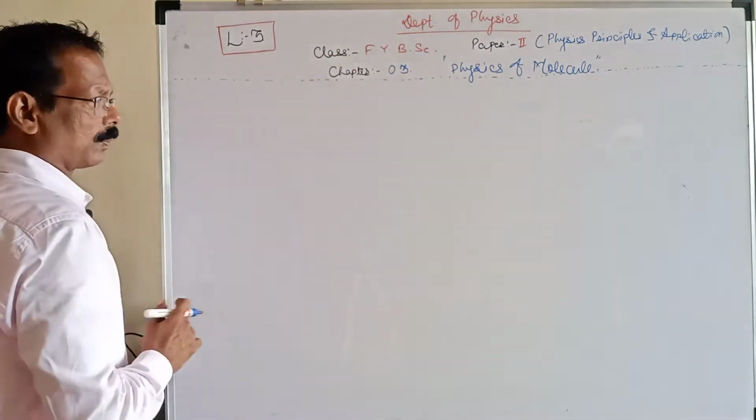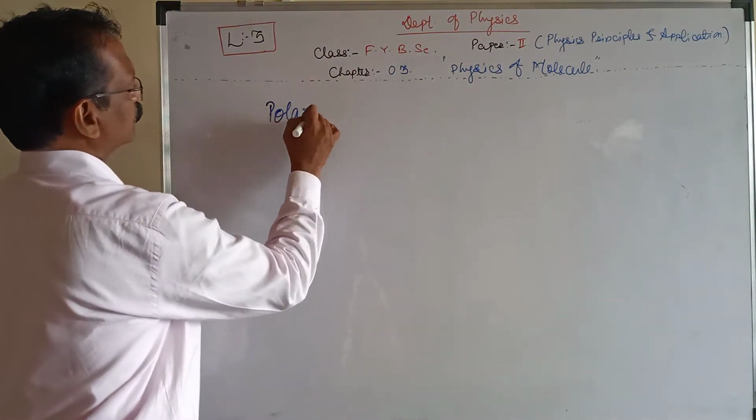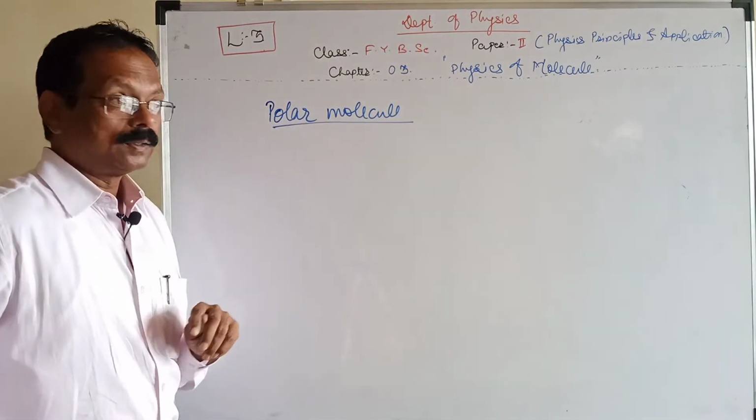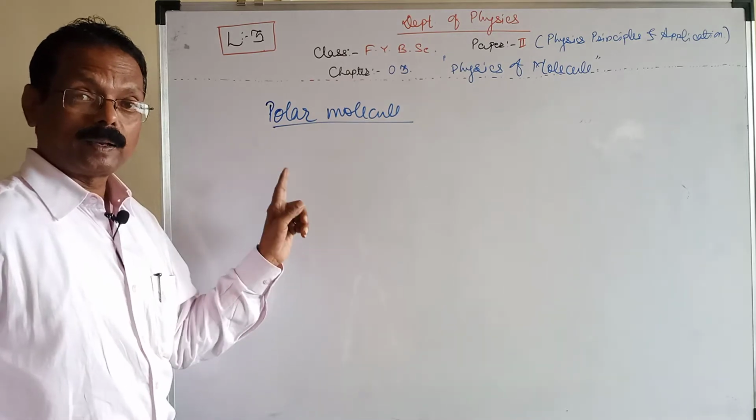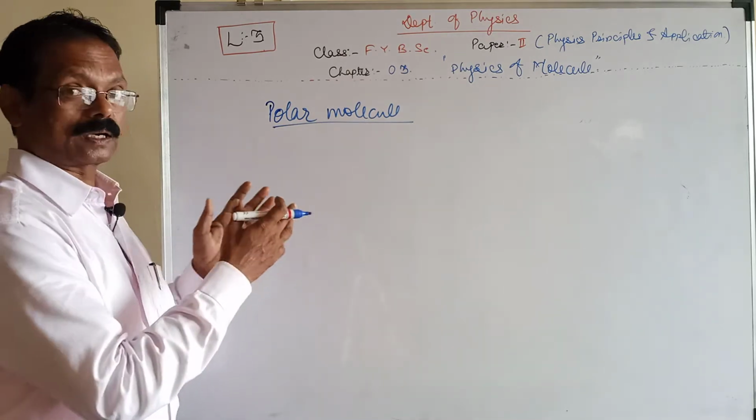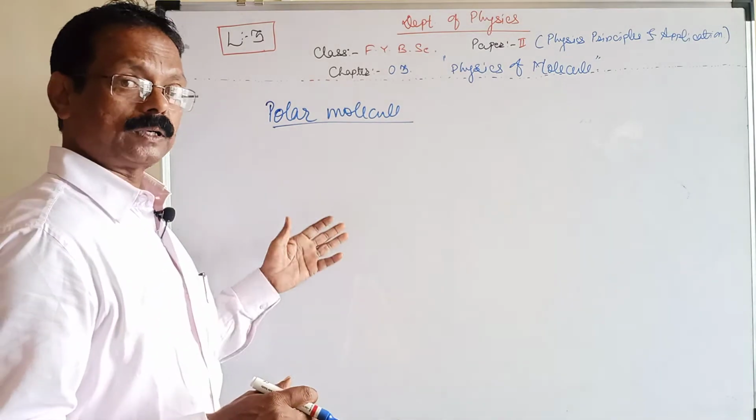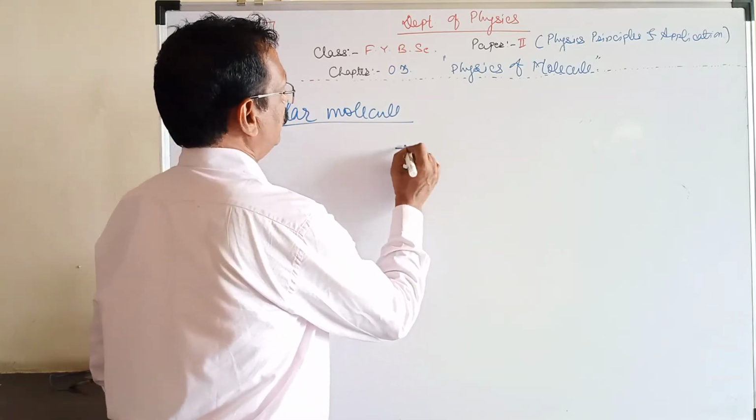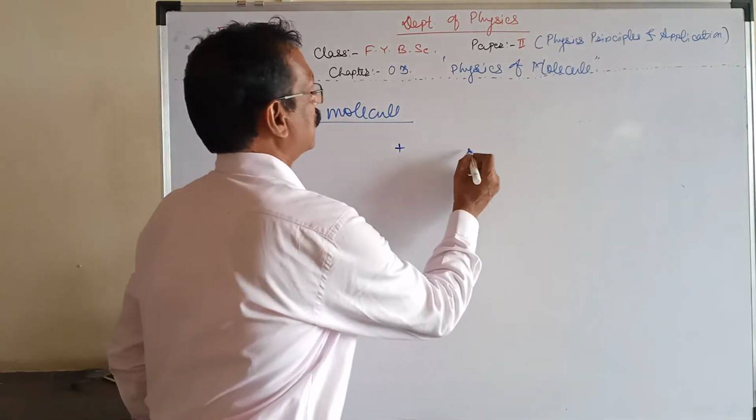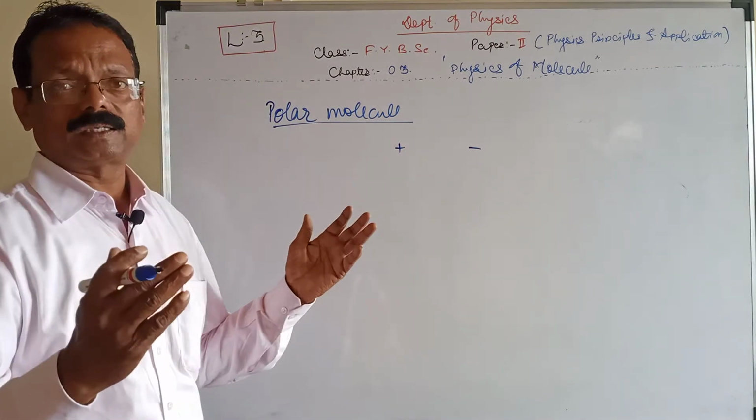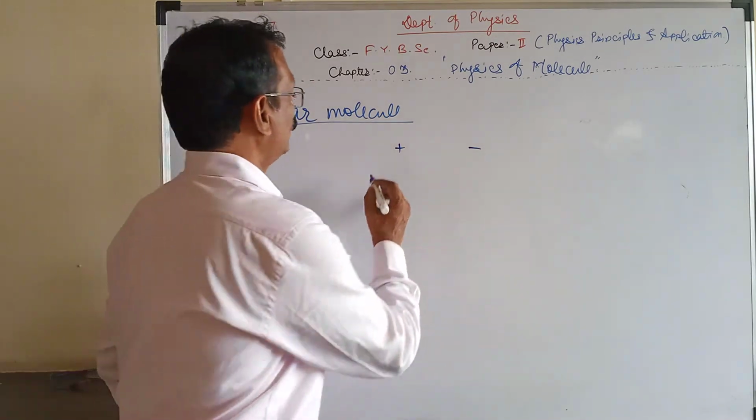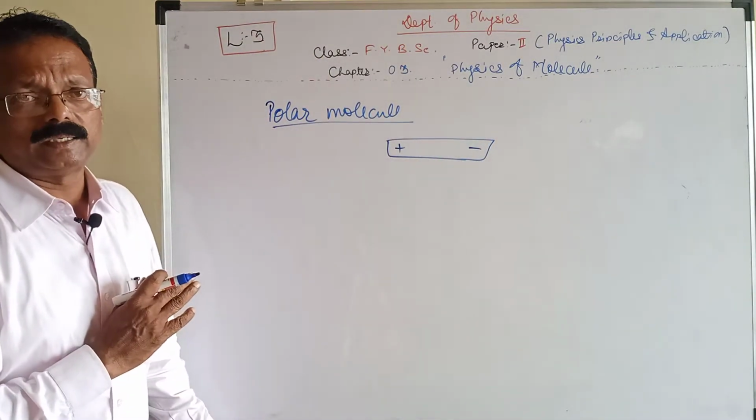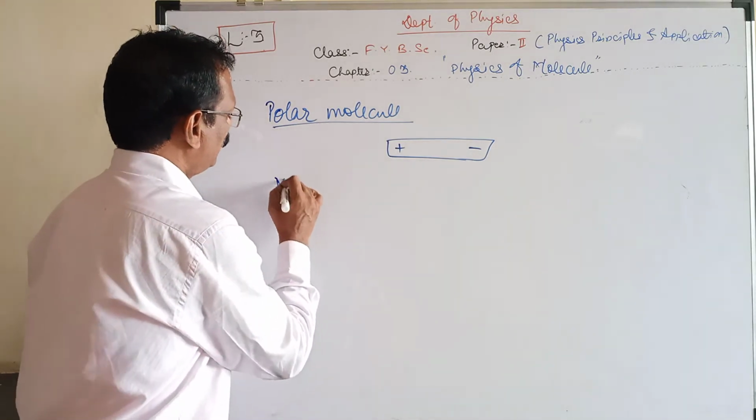Then we must know what a polar molecule is. Remember, van der Waals bonds are applicable for polar molecules. When two polar molecules come together, they form a dipole. So we must know what a dipole is, what a dipole moment is, and what a polar molecule is. If the center of gravity of the positive charge and the center of gravity of the negative charge are separated by some finite distance d, they form a polar molecule. Then what is a non-polar molecule?